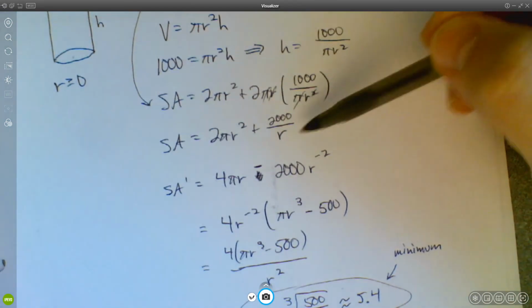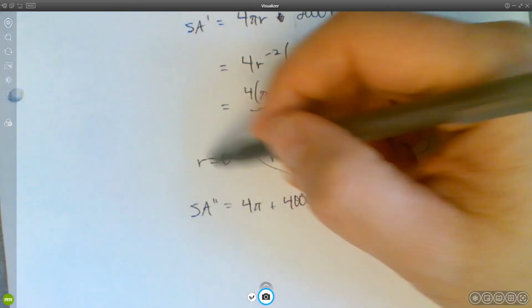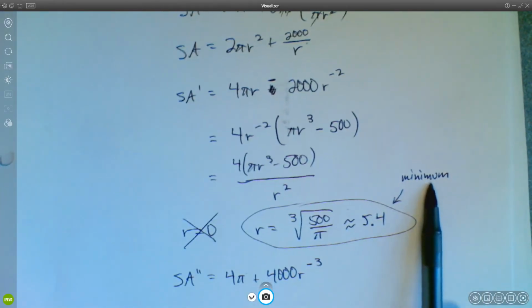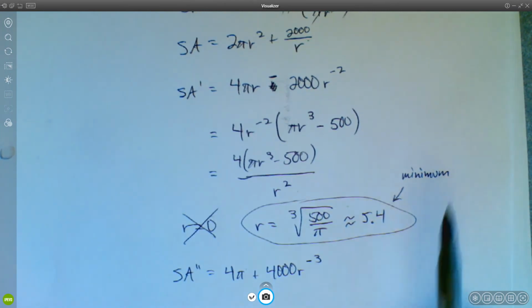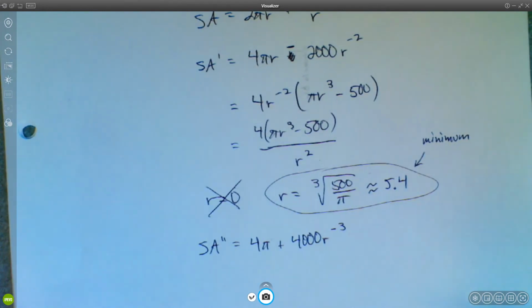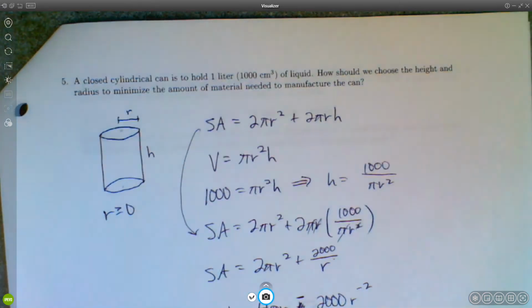Oh, you know what? The original function wasn't even defined when r is 0. So I don't have to worry about this one. Okay, so this is the only relative minimum, and therefore it is the absolute minimum. Okay, so there you go. We found the r that minimizes the surface area. I don't even care what the volume is because it didn't ask us to find it. It just asked us to choose the height and the radius.